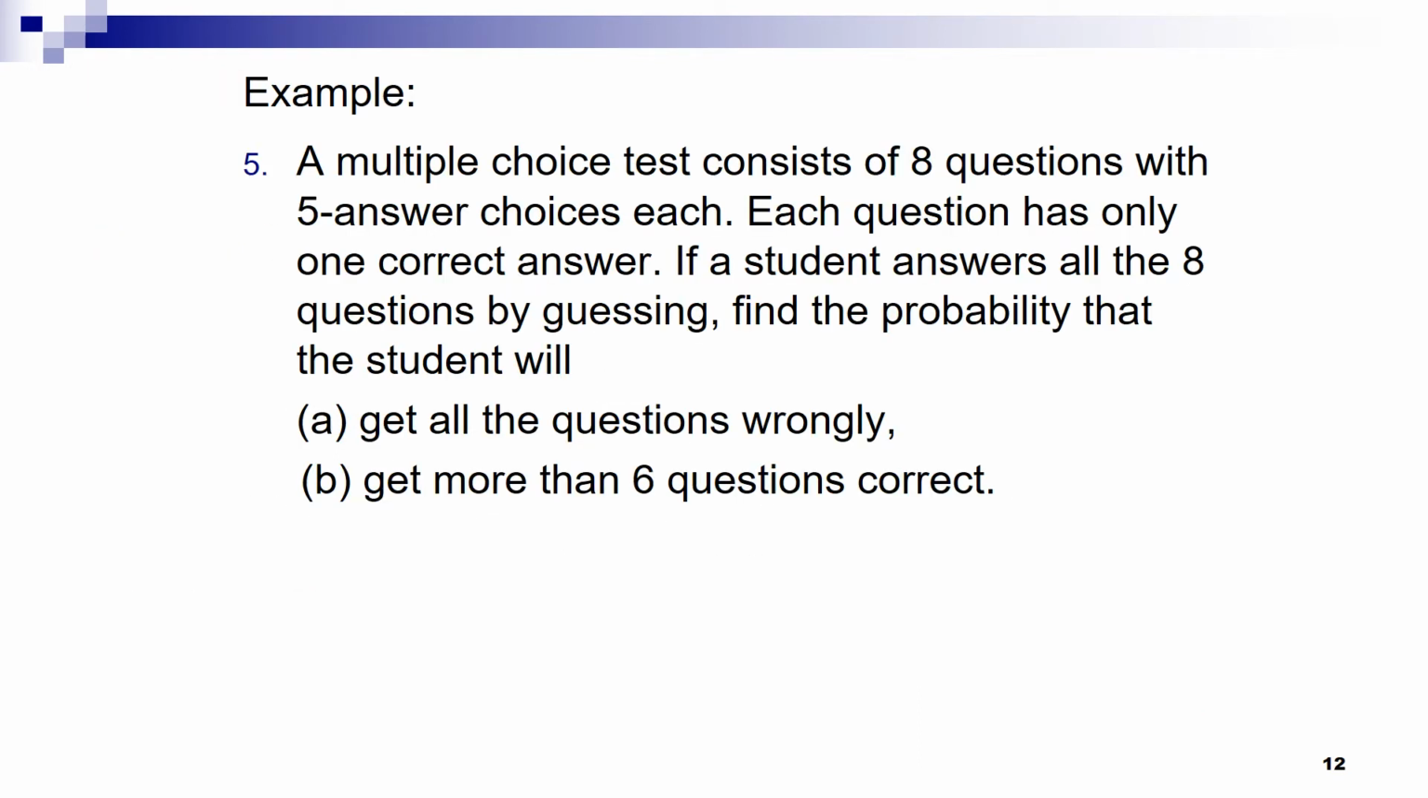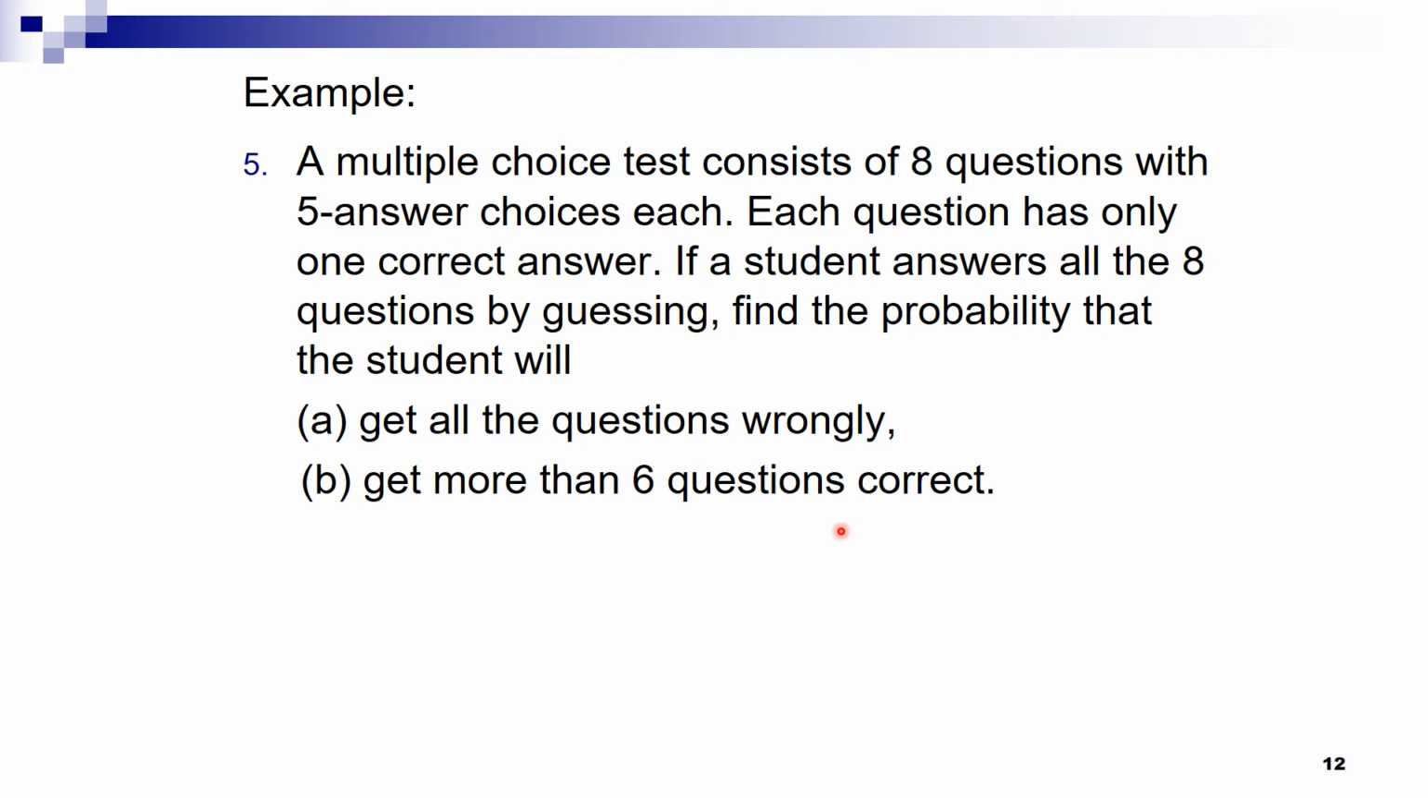Example 5. A multiple choice test consists of 8 questions with 5 answer choices each. Each question has only one correct answer. If a student answers all the 8 questions by guessing, find the probability that the student will get all the questions wrongly and the student will get more than 6 questions correct.